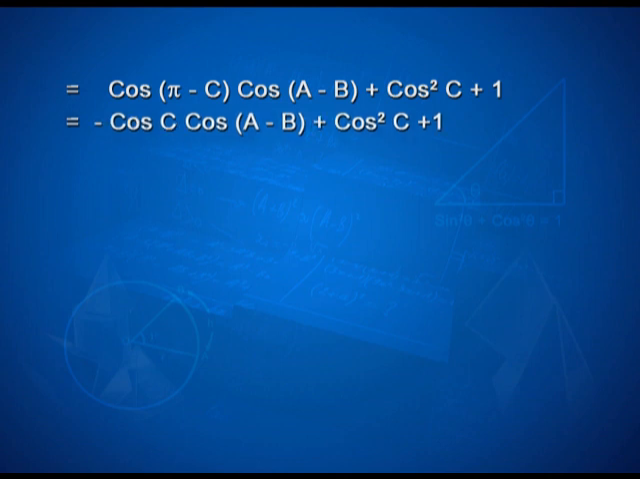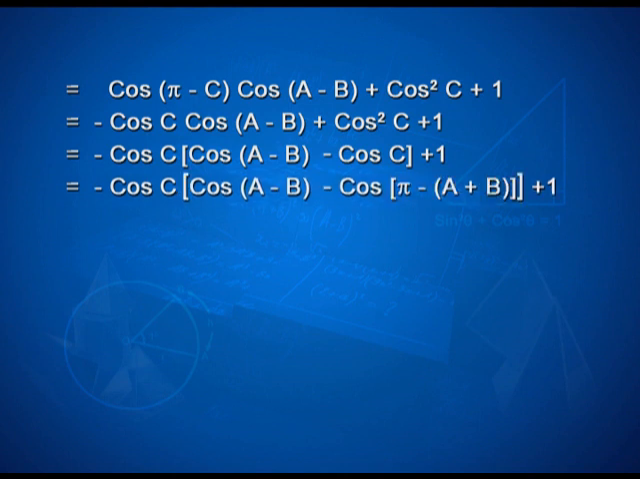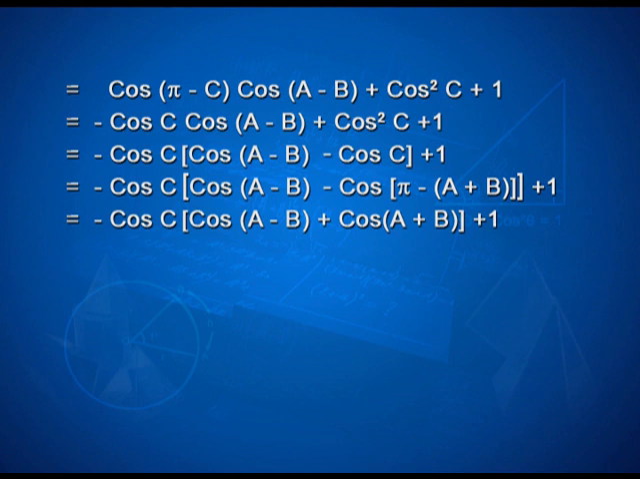That gives minus cos C into cos A minus B plus cos square C plus 1. Taking minus cos C common, we can write this as cos C into cos of A minus B minus cos C plus 1. This again can be expressed as minus cos C into cos A minus B minus cos of pi minus A plus B plus 1, which is minus cos C into cos A minus B plus cos of A plus B plus 1.